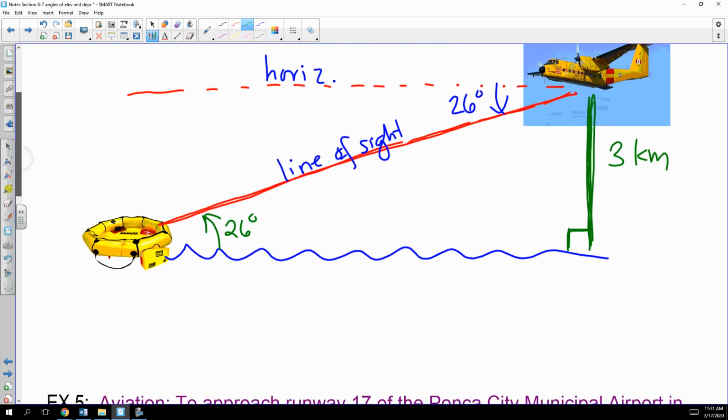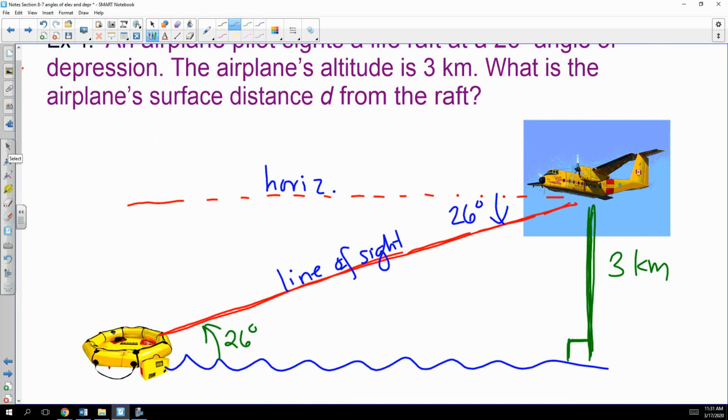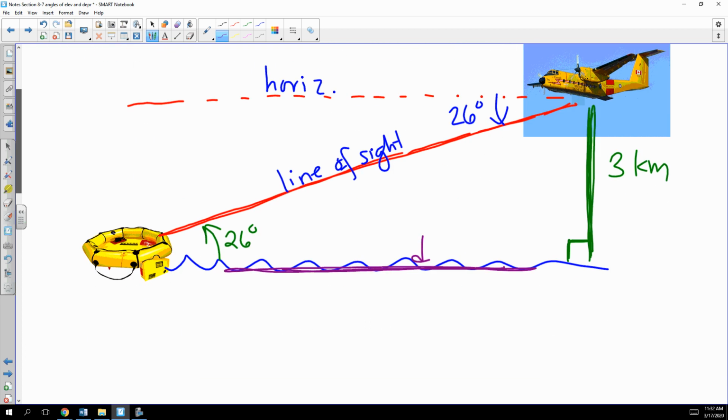Okay? And where are the sides? We want to know the surface distance, so be careful. Surface distance would be here, along the water, or along the ground. So again, you're going to have to ask yourself where are the sides in relation to the angle, and 3 kilometers is opposite. Surface distance is adjacent.